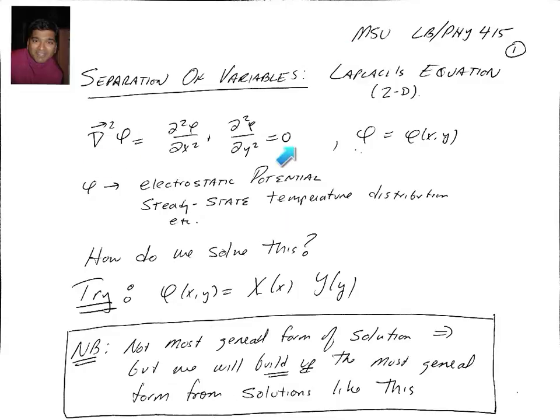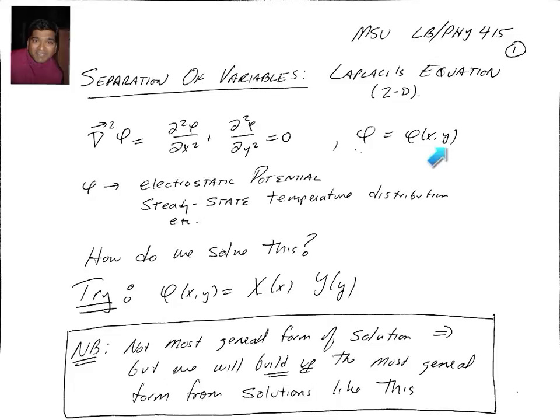In rectangular coordinates then, in two dimensions, del squared phi is d squared phi dx squared plus d squared phi dy squared. That is, we're solving for a function phi, a function of two spatial variables x and y. Physically, phi could represent the electrostatic potential in some region without charge, or it could represent the steady-state temperature distribution in some region. So the question is, how is it that we use this equation to solve for the actual value of the function phi?